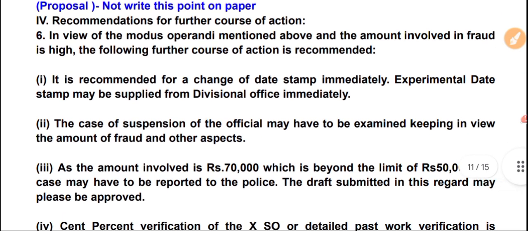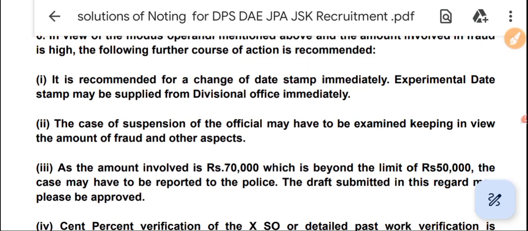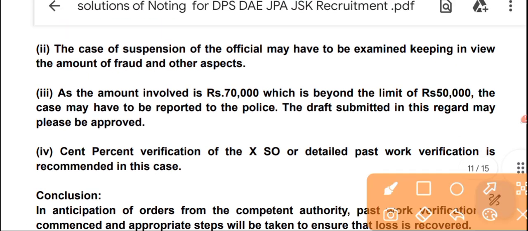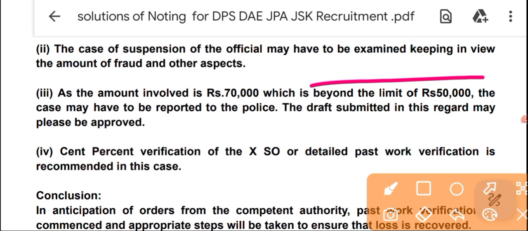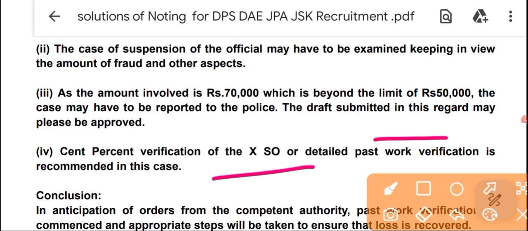It is recommended to change the date of the stamp immediately. An experimental date should be supplied from the divisional office immediately. The case of suspension of the post office may have to be examined keeping in view the amount of the fraud and other aspects. If the amount involved is 70,000, which is beyond the limit of 50,000, the case may be reported to the police, and the draft submitted in this regard may please be approved. Hundred percent verification of the ex post office's past work is recommended.